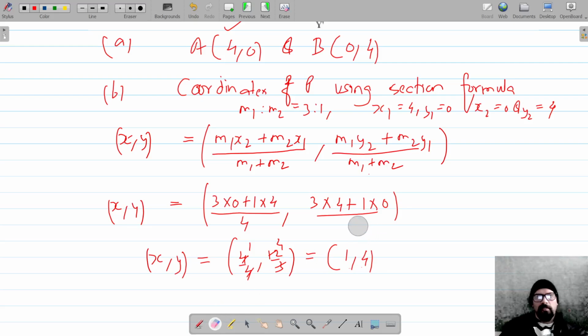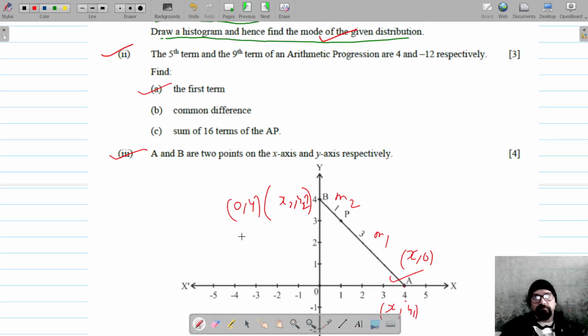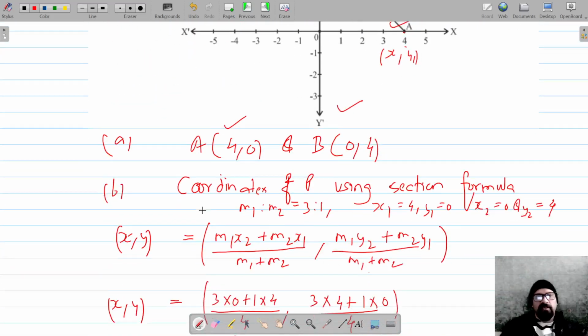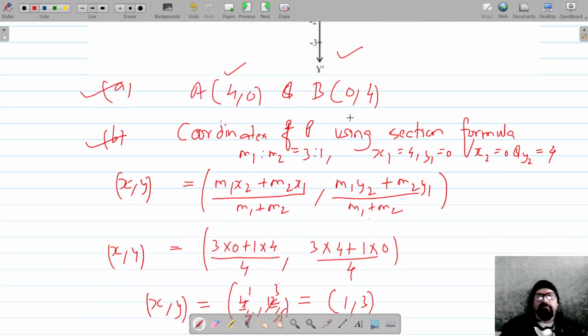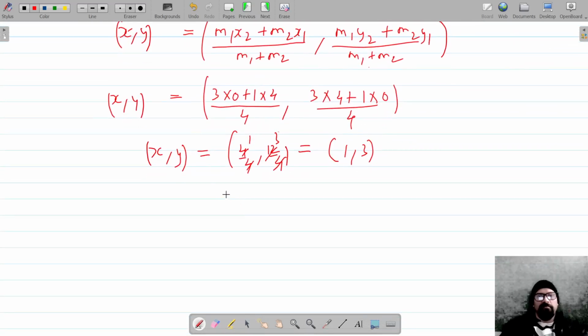Okay, this is 4. So this is 12 by 4, which is 3. So the coordinates of P are 1 comma 3. Yes, so the first part was to find the coordinates of A and B. Second was to use the section formula to get the coordinates of P. So these are the coordinates of P. P is equal to 1 comma 3.